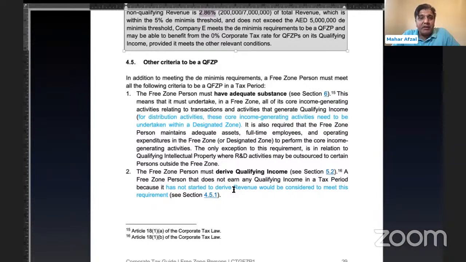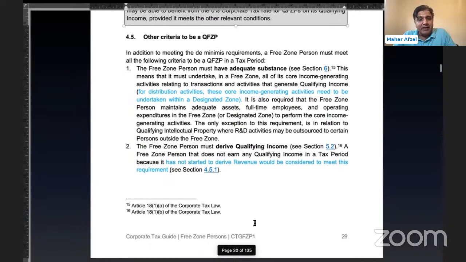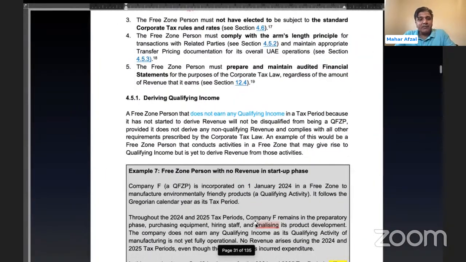For the qualifying intellectual property, the guide also says very clearly that the activities, R&D activities, core income generating activities can be outsourced to a free zone person, to any person within the UAE, or to any person other than a related party outside the UAE. This is the important thing that needs to be highlighted. The rest everything is very clear.